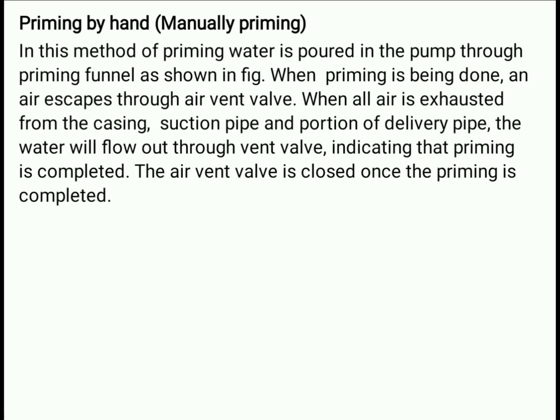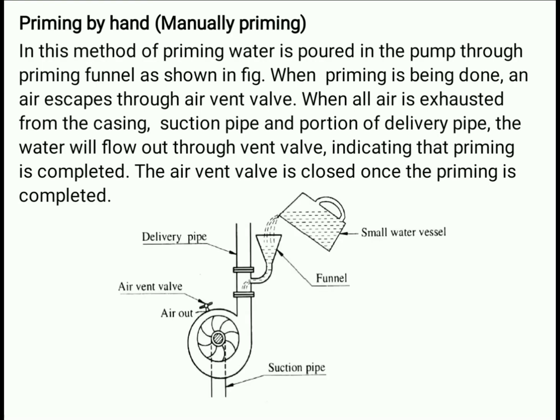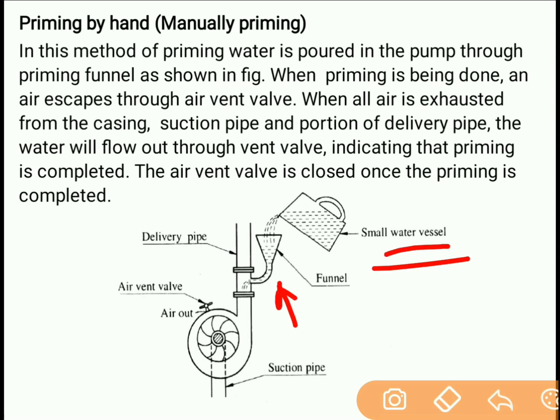Now priming can be done in multiple ways. First is manual priming. As you see in this figure, the priming is done with the help of a small water vessel, and with the help of a funnel, the water is inserted inside the centrifugal pump and the air vent valve is also open. It will cause the air which is inside the centrifugal pump to go outside the pump and the water to get inside the pump. So in this case, priming will be done manually.